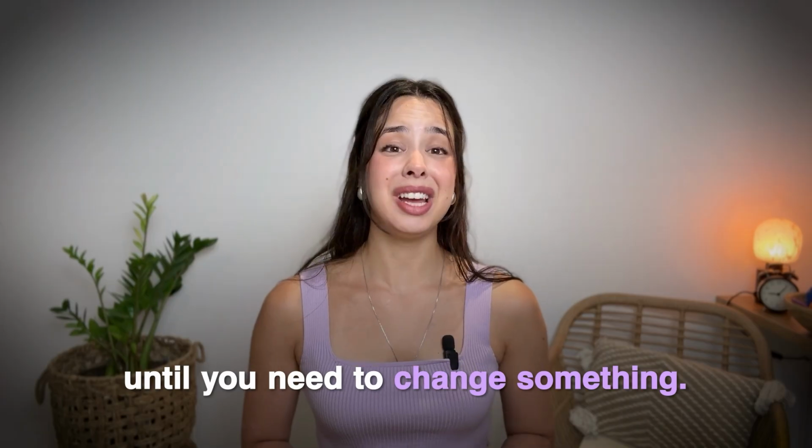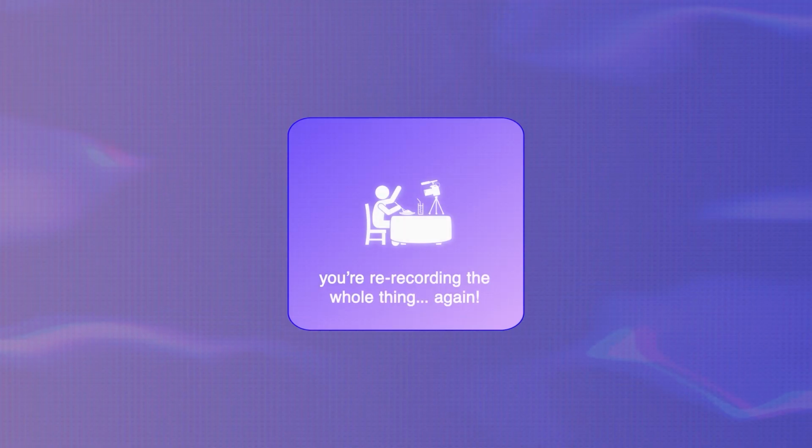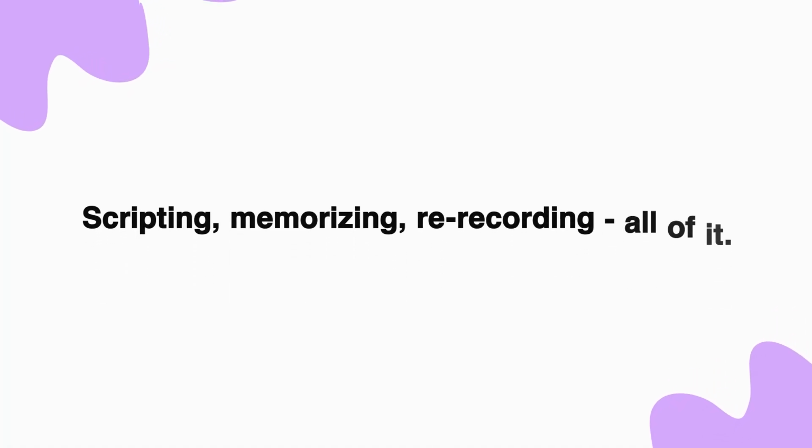Reason number 4 is updates and edits. Loom is great until you need to change something. One new feature, a UI or design tweak, next thing you know, you're re-recording the whole thing again. Scripting, memorizing, re-recording, all of it. Supademo saves you from that.